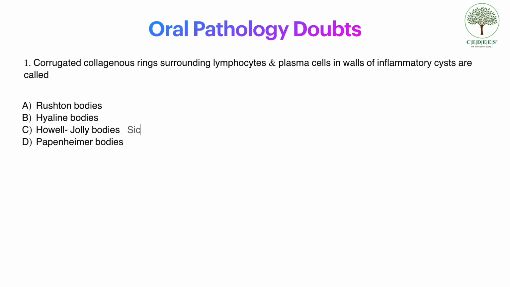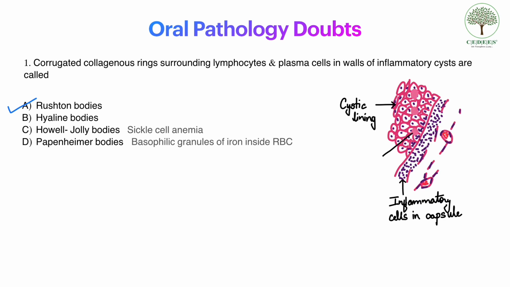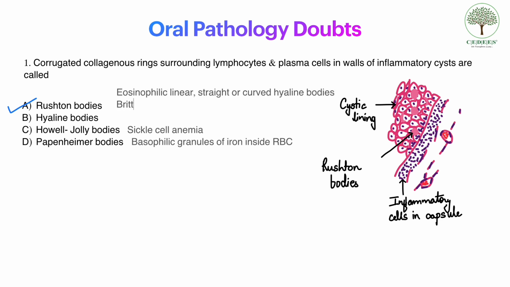So we'll immediately rule out Hobble-Jolly bodies, which are seen in sickle cell anemia, and papenhema bodies, which are seen in routine blood stains. The confusion is between Rushton and hyaline bodies. Out here, we'll go with the option of Rushton bodies. Now, as you can see in the diagram, Rushton bodies are eosinophilic, linear, straight or curved hyaline bodies. They are called hyaline because they have a uniform or glassy appearance. They are thought to be brittle in nature, and their origin is keratin.